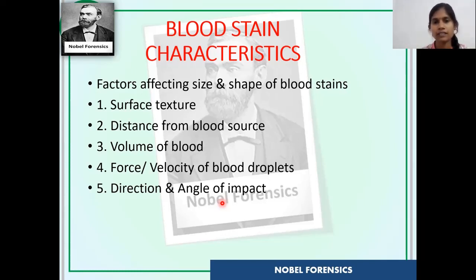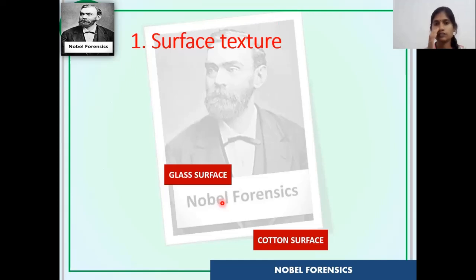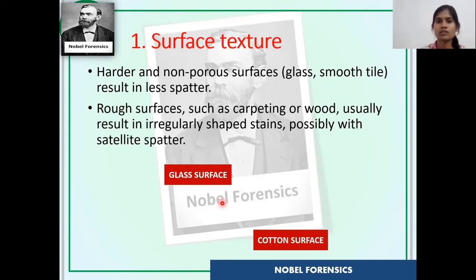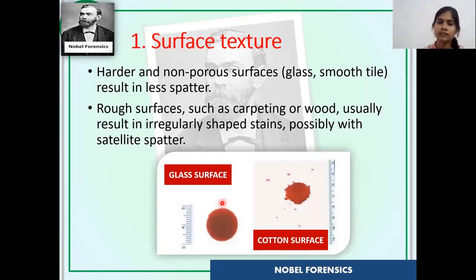Actually, these are the 5 factors which influence these patterns of the blood stains. So I'll explain individually about these things. First one is the surface texture. Harder and non-porous surfaces like glass, smooth tile, will result in less spatter, meaning there is less spattering, because they are non-absorbent surfaces. Then rough surfaces like carpet, wood, usually form irregularly shaped stains with a satellite spatter.